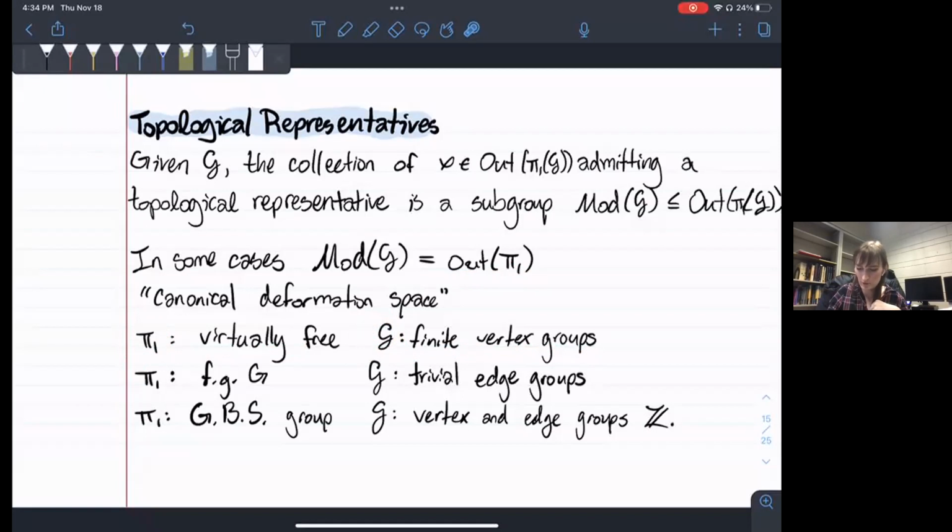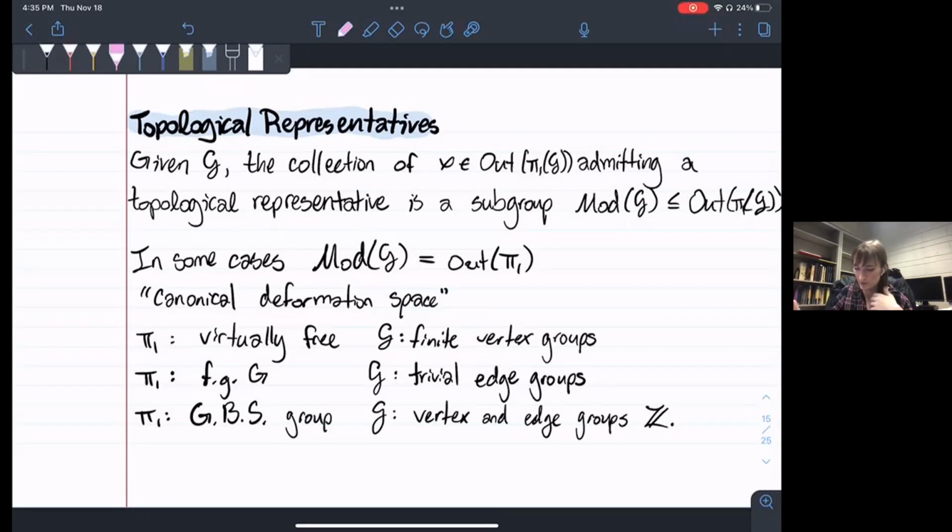Maybe your fundamental group G is just a finitely generated group, and G could be a graph of groups with trivial edge groups. So this would be like the Grushko decomposition of a finitely generated group as a free product. Every finitely generated group G has one, and this ends up actually being respected by the outer automorphism group.